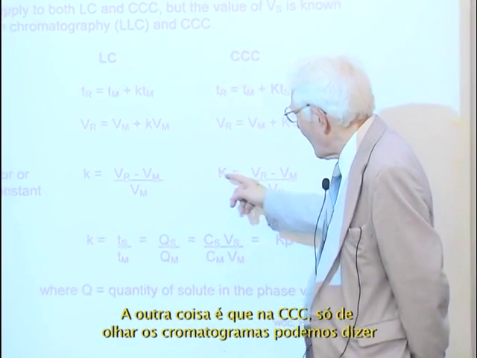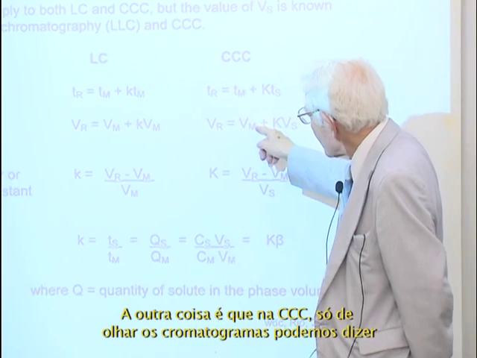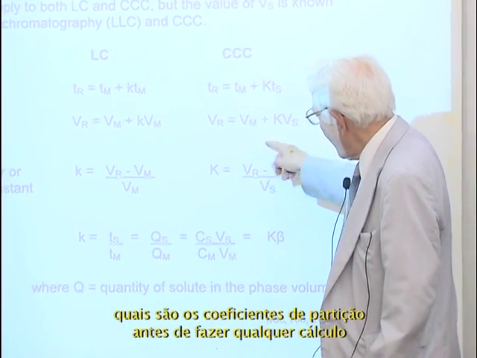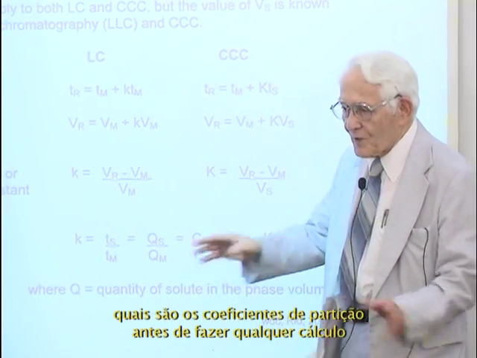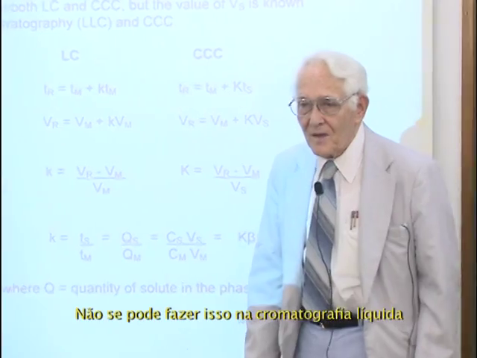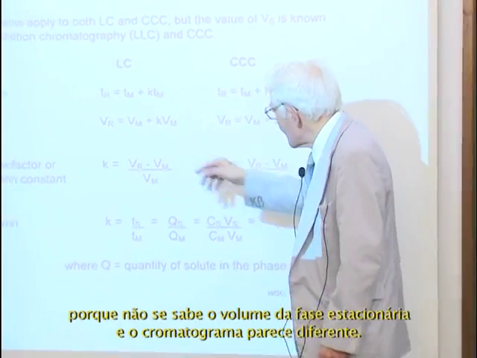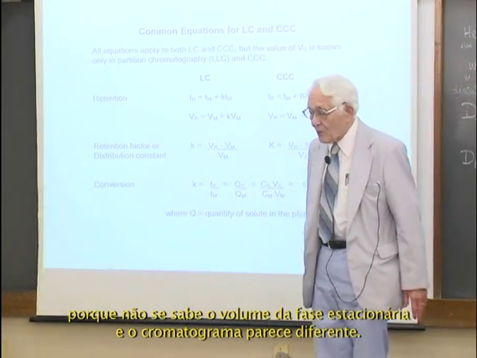The other thing about it is, with countercurrent chromatography, you can look at this and you can see already, just by looking at the chromatogram, what the partition coefficients are before you do any calculations. Can't do that with liquid chromatography. It comes down to the fact you don't know the stationary phase, and so the chromatogram looks different.